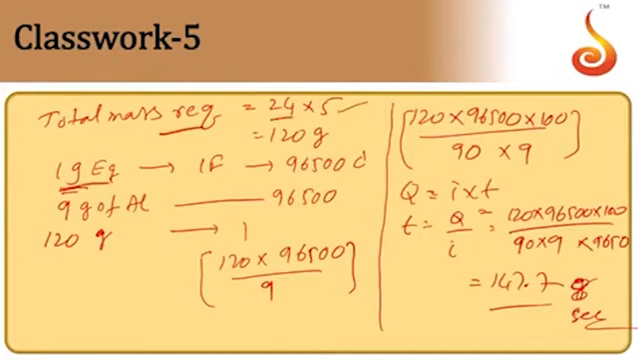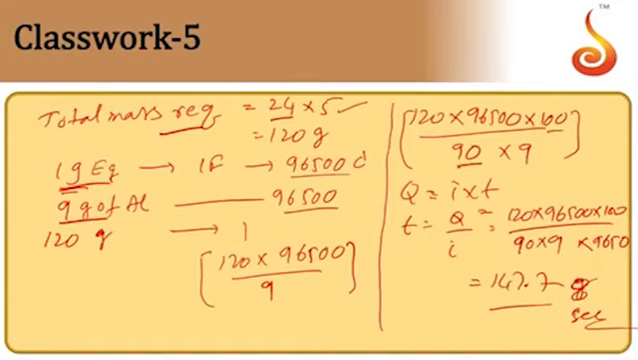And then 1 gram equivalent requires 96,500 coulombs. So 9 grams requires the same 96,500 coulombs. We require 120. How much charge we require, we found out now. But since current efficiency is only 90%, the actual charge required will be this charge required into 100 by 90. This is the actual amount of charge required now.